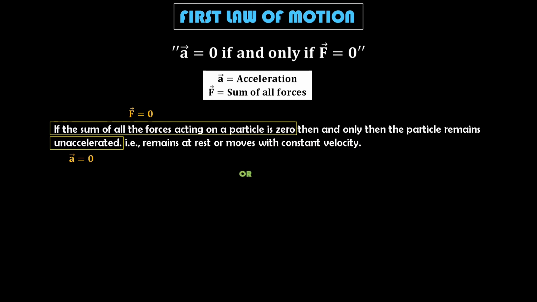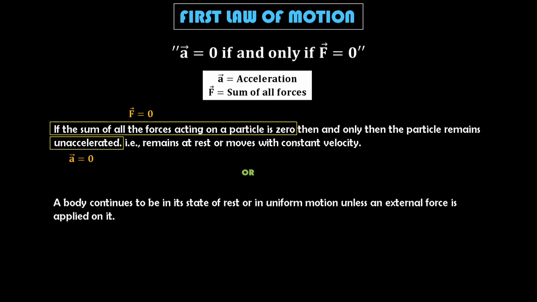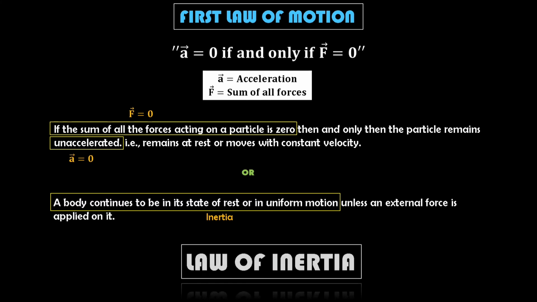Or we can write another sentence for the first law of motion, that is, a body continues to be in a state of rest or in uniform motion unless an external force is applied on it. Here you can observe that unless an external force is applied, the body continues its state of rest or uniform motion. This ability of the object is called inertia. This is the reason why the first law of motion is also called the law of inertia.